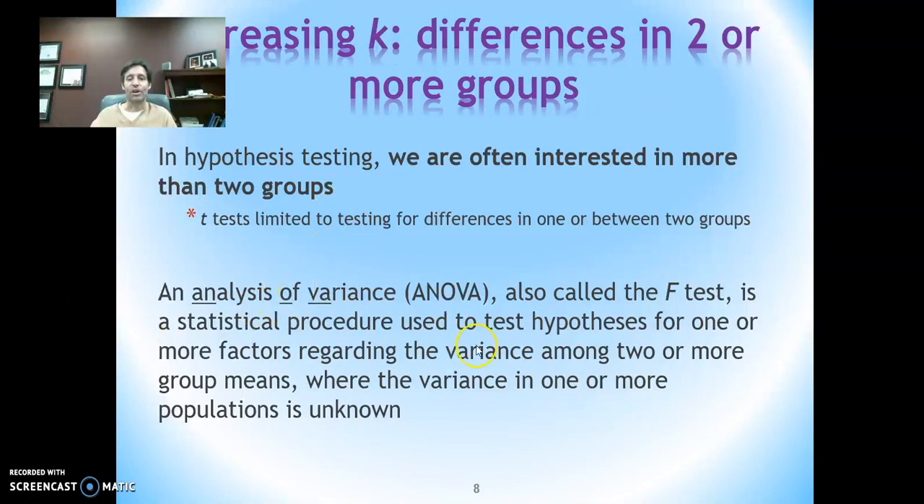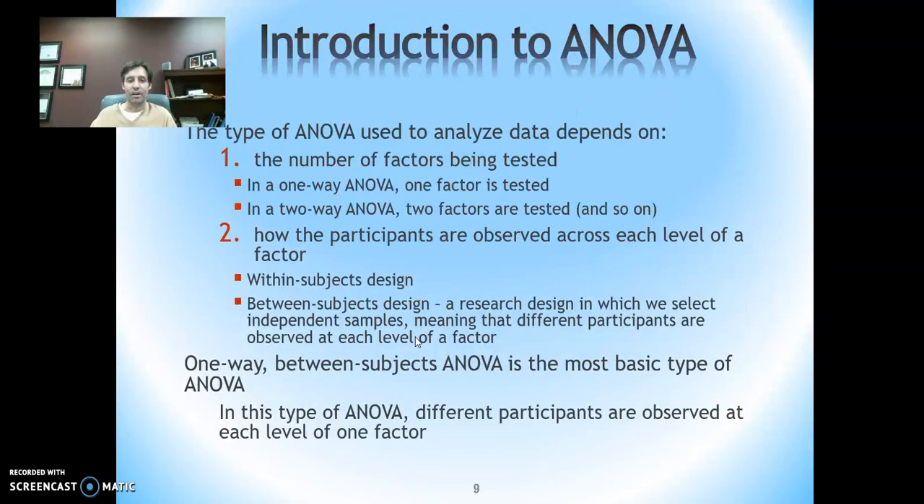Analysis of variance, also called the F-test, is a statistical procedure that tests hypotheses for 1 or more factors regarding the variance among 2 or more group means, where the variance in 1 or more populations is unknown. The type of ANOVA that you use depends on the number of factors being tested. If you're doing a one-way ANOVA, you're only testing 1 factor. If you're doing a 2-way ANOVA, you're testing 2 factors, and so on.